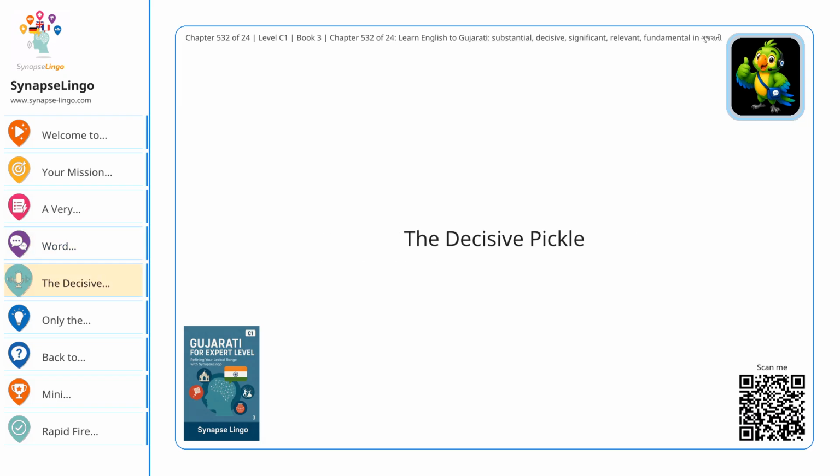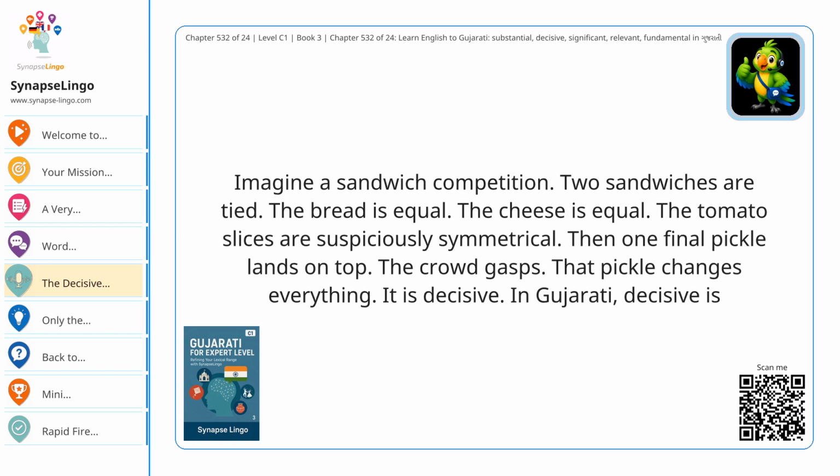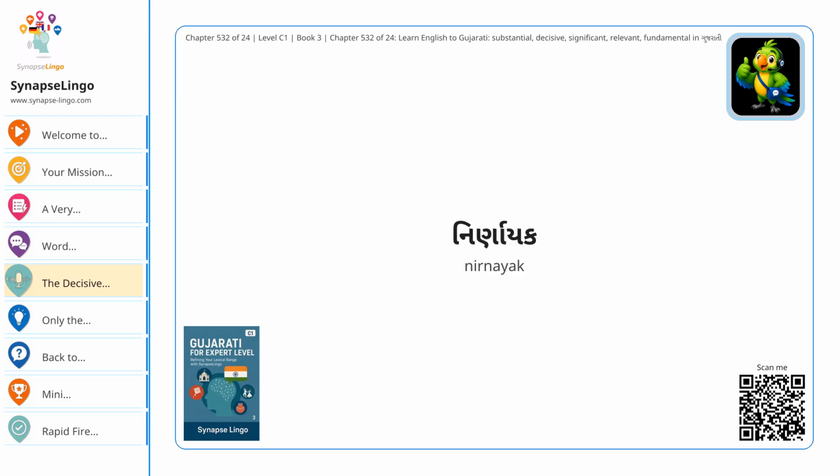The decisive pickle. Now for one of the most dramatic words in the set. And naturally, we will explain it with food. Imagine a sandwich competition. Two sandwiches are tied. The bread is equal. The cheese is equal. The tomato slices are suspiciously symmetrical. Then one final pickle lands on top. The crowd gasps. That pickle changes everything. It is decisive. In Gujarati, decisive is Nirnayak.